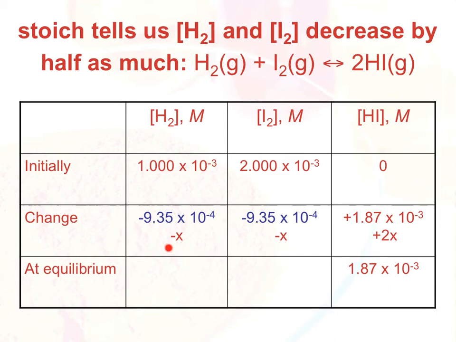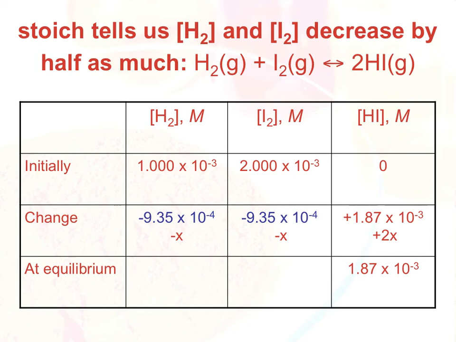Now notice, because we are decreasing the amount of H2 in the reaction as it progresses, we have a minus sign in front of the x. And because we are decreasing the amount of I2 in the reaction progression, we also have a minus there. And notice there's a plus sign in front of the 2x, because obviously we're gaining HI in this reaction. So if 1.87 times 10 to the negative third is equal to 2x, x by itself is going to be equal to 9.35 times 10 to the negative fourth.